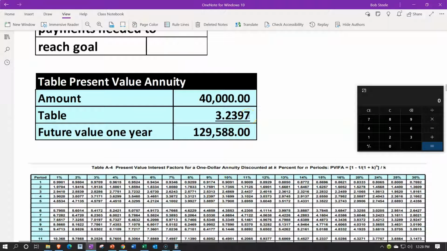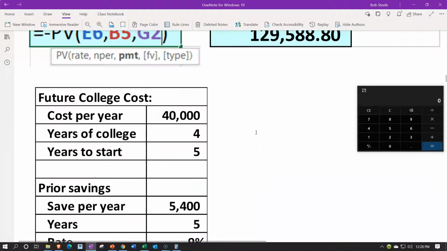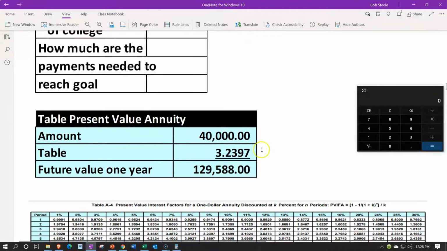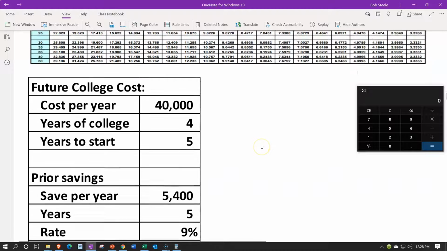There it is, 40,000 times 3.2397 gives us the 129,588, close but not exact to what we had up top, the 129,588.80, due to rounding, tables rounded then to 4 digits. Now we can do the second component here.